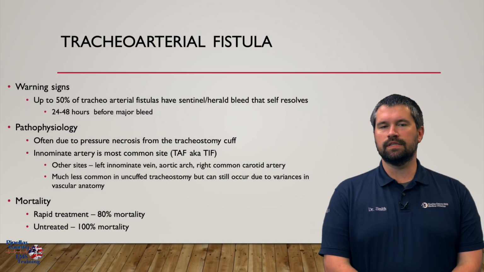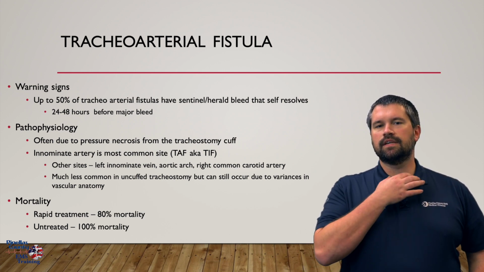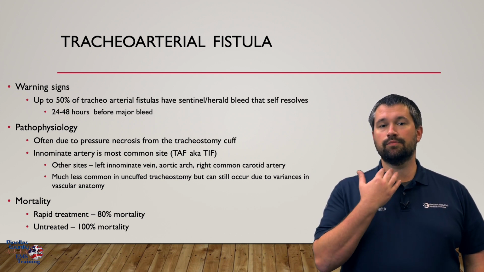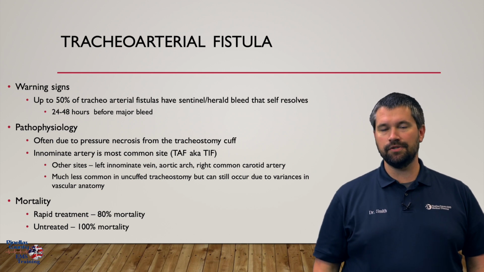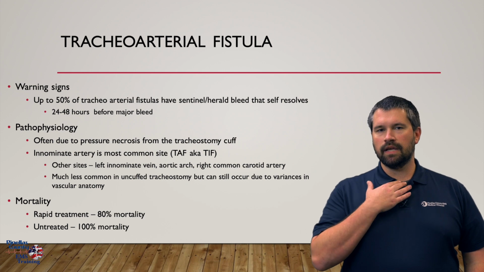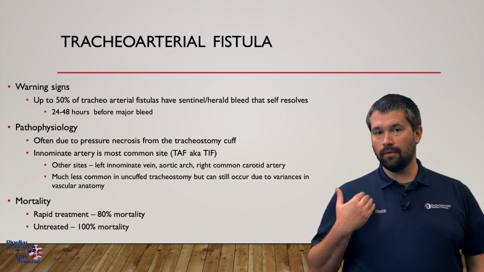So we've already been over the warning signs of a tracheoarterial fistula. Let's talk about why it happens. When we have this cuff inside the trachea that's inflated, if it's inflated too much, it can actually cause a pressure ulcer to form on the anterior surface of the trachea and eventually eat into the tissue and eventually the artery. Mostly it's the innominate artery on the anterior portion of the trachea, but it can extend into any arteries around the trachea, even into the aorta posteriorly.